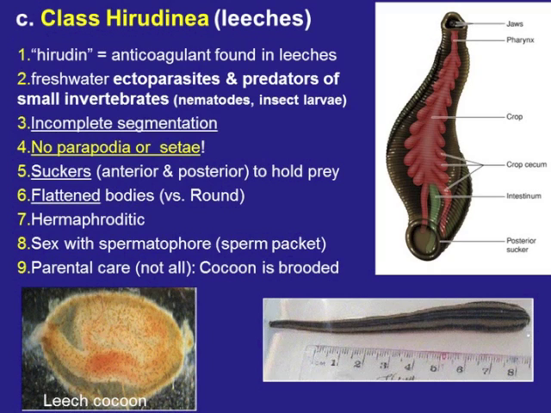They're hermaphroditic, and they do have sex with a spermatophore, so they drop off a sperm packet, and another individual will come along and pick it up. Parental care, not all. There's a cocoon that is brooded, so we see in the bottom left picture a cocoon. In the bottom right picture, we can see some leeches can get longer than 8 to 10 centimeters. And at the top right, we can see basic anatomy of leeches. So we see the jaws, the pharynx, the crop, the cecum, and the intestine. And then we have a posterior sucker along with the anus.